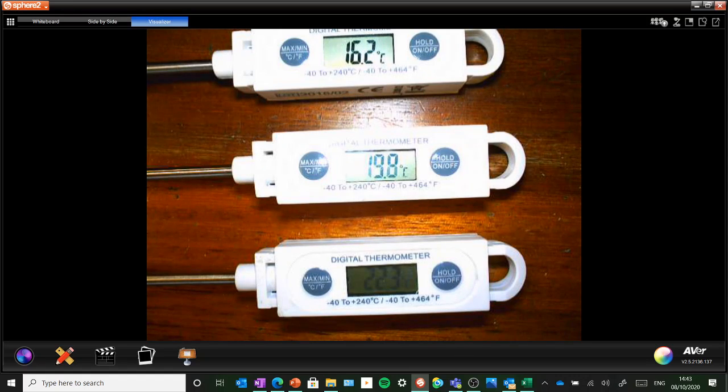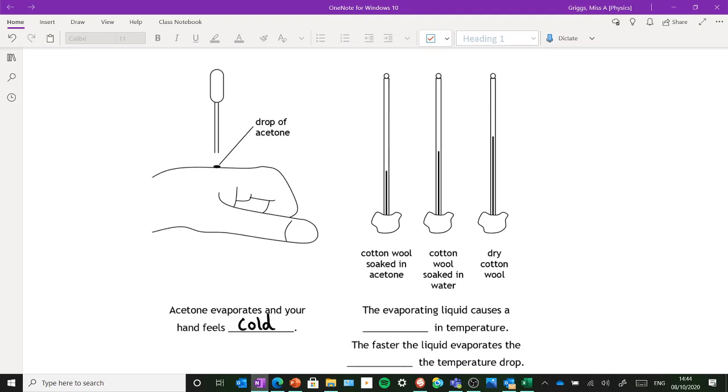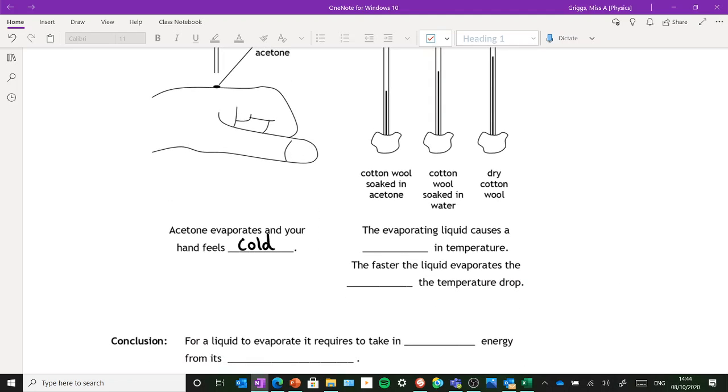Okay, so going back to my notes. The evaporating liquid causes a drop in temperature. And the faster the liquid evaporates, the bigger the temperature drop. So the water will be evaporating, but it'll be evaporating a lot slower than the acetone. The acetone evaporates very, very quickly.